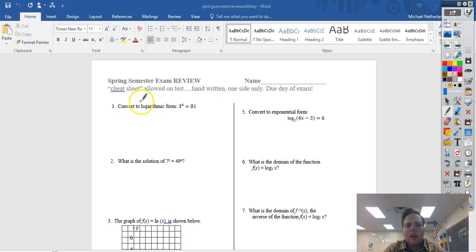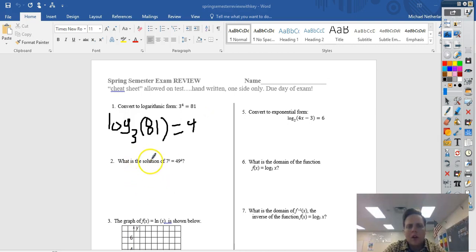Alright, number one, convert to log form. So this is an exponential form, wants me to convert to log form. To convert to log form, we start by actually writing log, and then we put the base. So the base here is 3, because that's the only thing that has a power. Then you take the output, and that becomes your input, so you put 81 right here, is equal to your exponent, which is 4. Bam, that's all you got to do.